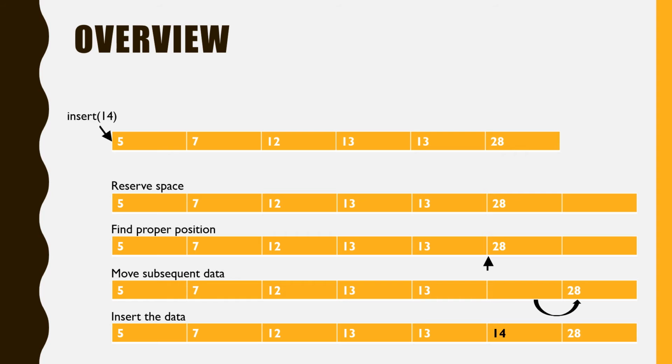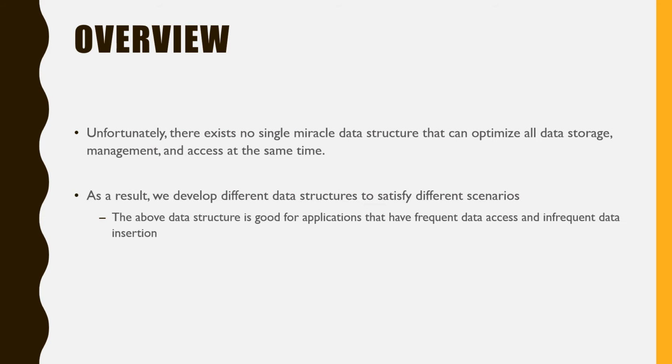From this example, you can see that our decision of storing the data as an ascending array facilitates the data access operation of finding the maximum value. But it makes the data management operation for inserting a piece of data much more challenging. Unfortunately, there exists no single miracle data structure that can simultaneously optimize data storage, management, and access. As a result, we have to develop different types of data structures to satisfy different needs.